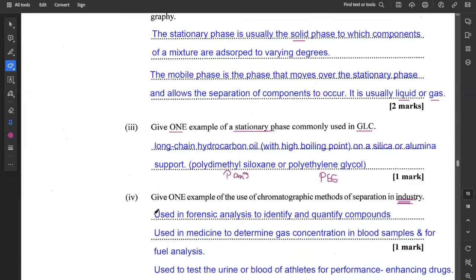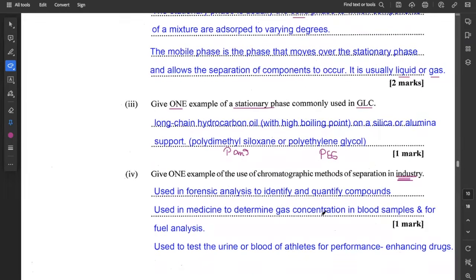to identify and quantify compounds. We actually use GLC to do this. It's used in medicine to determine gas concentration in blood samples, or for fuel analysis. We use chromatographic methods of separation to test the urine or the blood of athletes for performance-enhancing drugs. And of course, there's a wide variety of other things you can think of. There are so many different things that we use them for in industry. So these are just 3 examples here. 1 mark, just give 1 and you're good.